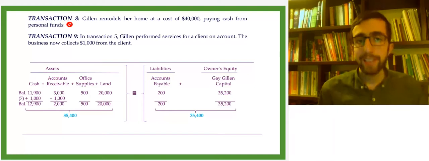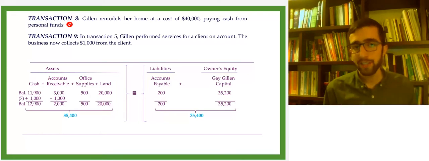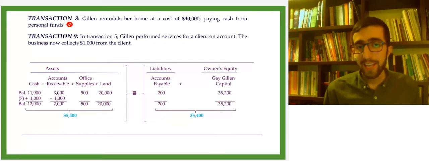In transaction 8, Gillen remodeled her home at a cost of $40,000, paying cash from personal funds. If you pay attention here, you can find out that this transaction is not related to the Gillen Travels company, and it is related to Gillen's personal affairs. So we don't record the transaction in the books.